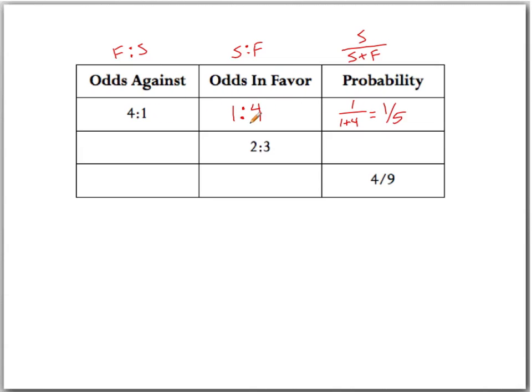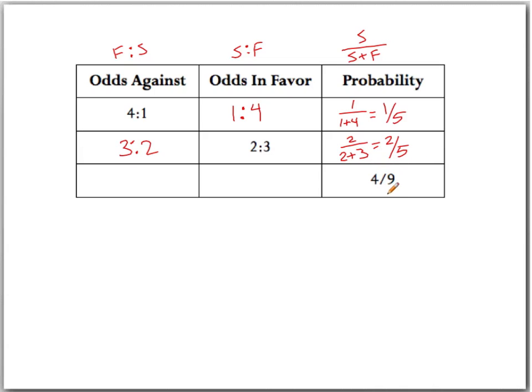Now if I'm given odds in favor of 2 to 3, I know I have 2 successes and 3 failures. So odds against would be 3 to 2, because that switches around. And then the probability, well, there were 2 successes over 2 plus 3, for 2 successes and 3 failures. So that would be 2 in 5.